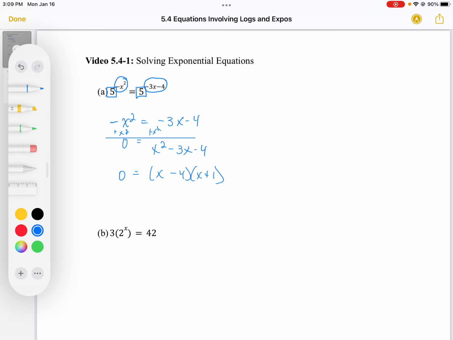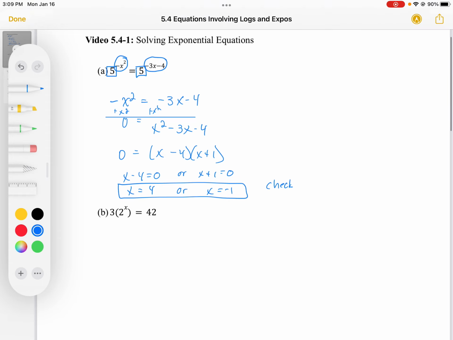And I'm going to use the zero product property. So x minus 4 is equal to 0, or x plus 1 is equal to 0. Therefore, x is equal to 4, or x is equal to negative 1. And I really should, at this point, check both of these to make sure that they work. I'll let you do that on your own. They both do end up working.